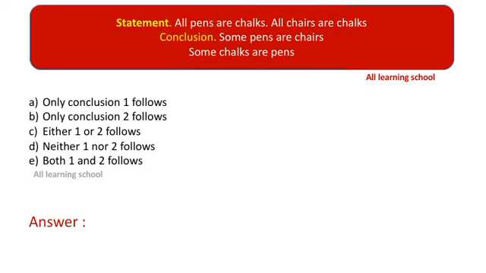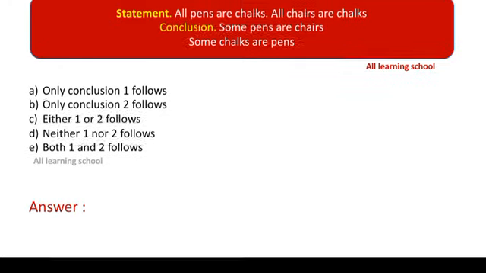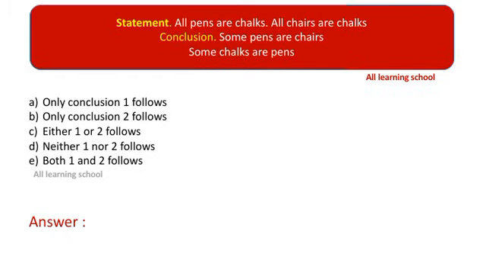Now question number 22. All pens are chalks, all chairs are chalks. First statement is positive, second statement is positive. If both statements are positive, conclusion will be positive. Now rule of merging: to merge these two statements, they should have some common word. Here the common word is chalks. Now assign them income. All gives the income of 150. Here pen will be 100, chalk will be 50, chair will be 100, chalk will be 50.